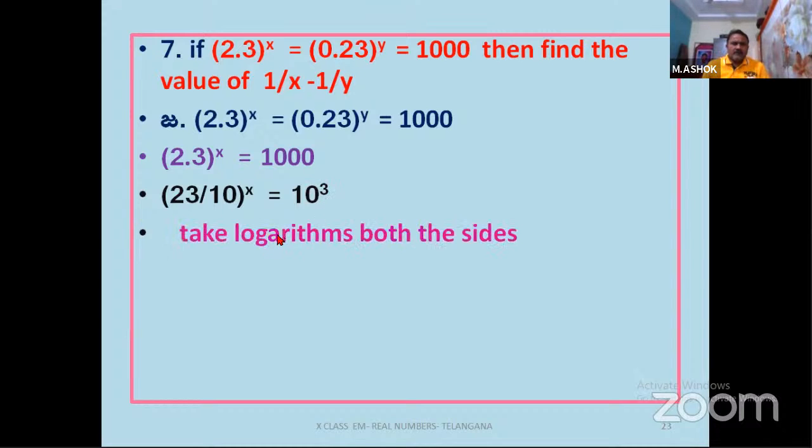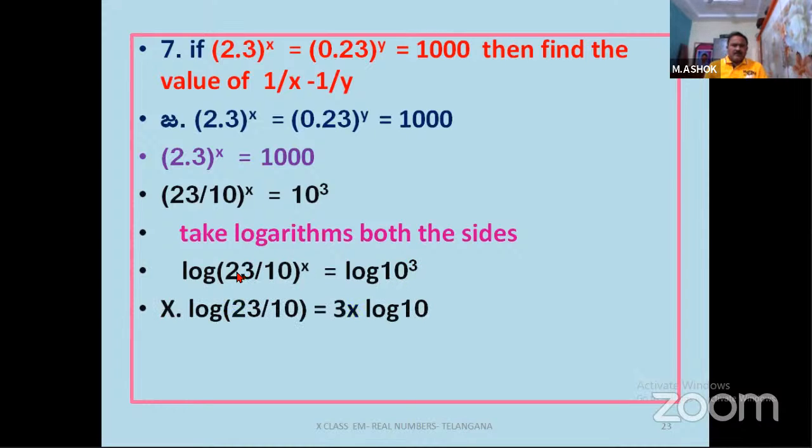Now take logarithms on both the sides. So now log of (23 by 10) to the power of x is equal to log 10 cube.